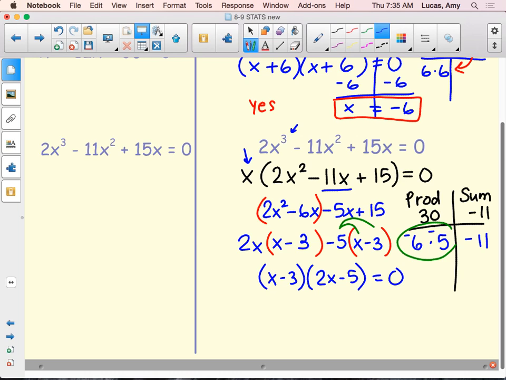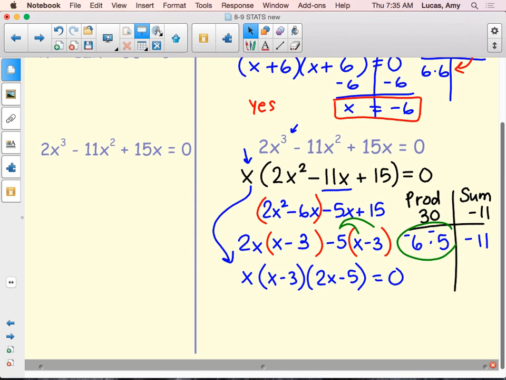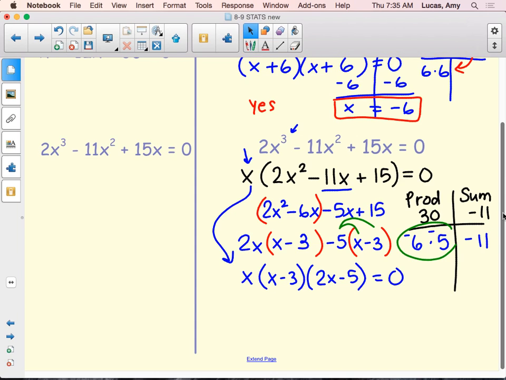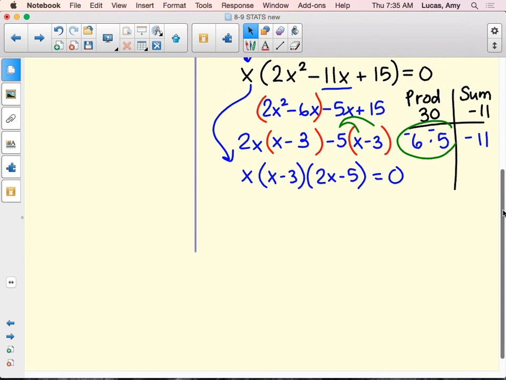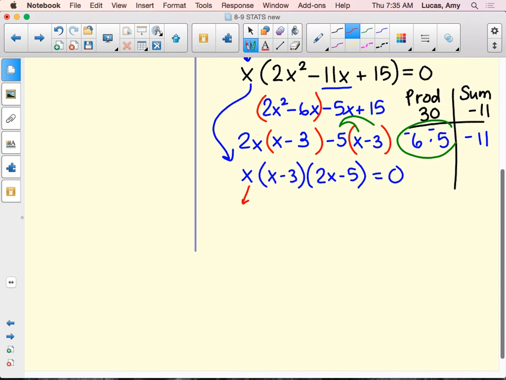I have my equals 0, and now I need to bring this x back down. Because what that x does is that x actually gives us a third solution. Because our original equation was cubic, a degree of 3, we can expect to get 3 solutions. Now, if I set this one equal to 0, there's no solving involved. It's just telling me that there's a 0 at 0. So this cubic function, if we graphed it, goes through the origin.